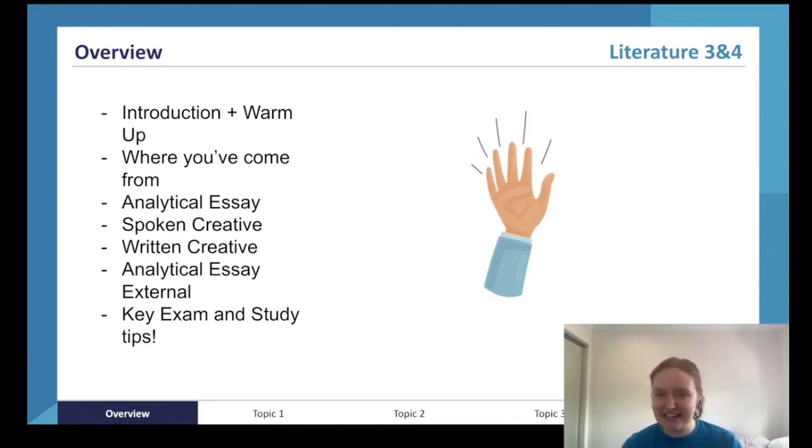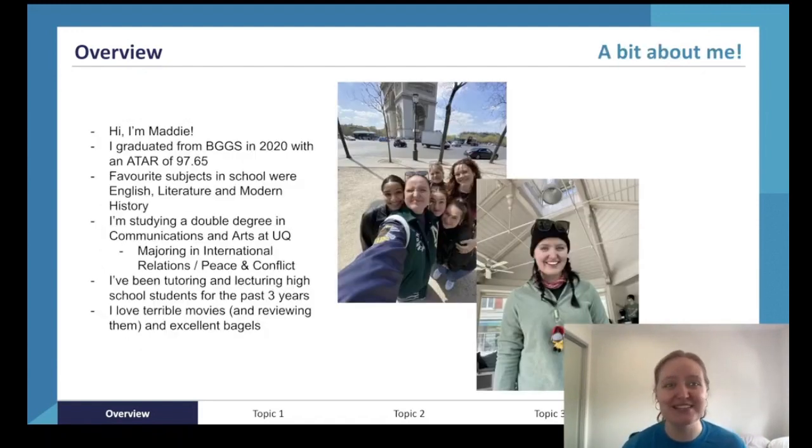As I mentioned before, plenty to cover. But before we actually get into the content, let me introduce myself a little bit more so you know who's going to be talking to you for the next couple of hours. Hello, my name is Maddie, as I mentioned earlier. I graduated from Brisbane Girls Grammar School in 2020, which means that, my goodness, it's over 3 years ago now. And I graduated with an ATAR of 97.65. My favourite subjects to study in school were English, literature, and modern history. You'll note that literature is in that top 3. And my love of all things writing and speaking and creative has led into what I am studying currently.